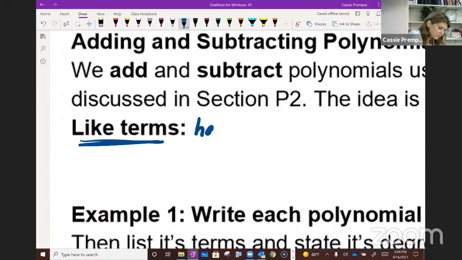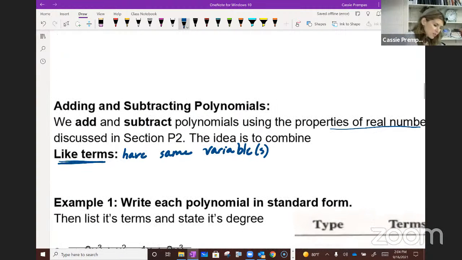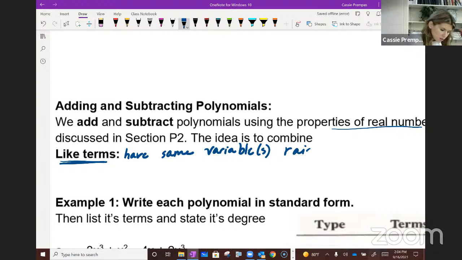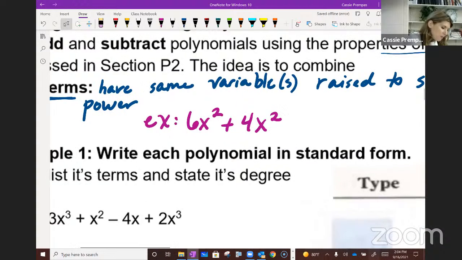Like terms have the same variable or variables. I'm going to put in parentheses the s because it can have more than one variable. You could say like 6xy. So they have to have the same variable or variables raised to the same power. Here's an example of what like terms might look like. If I have 6x squared plus 4x squared, these have the same variables raised to the same power, so they're like terms.